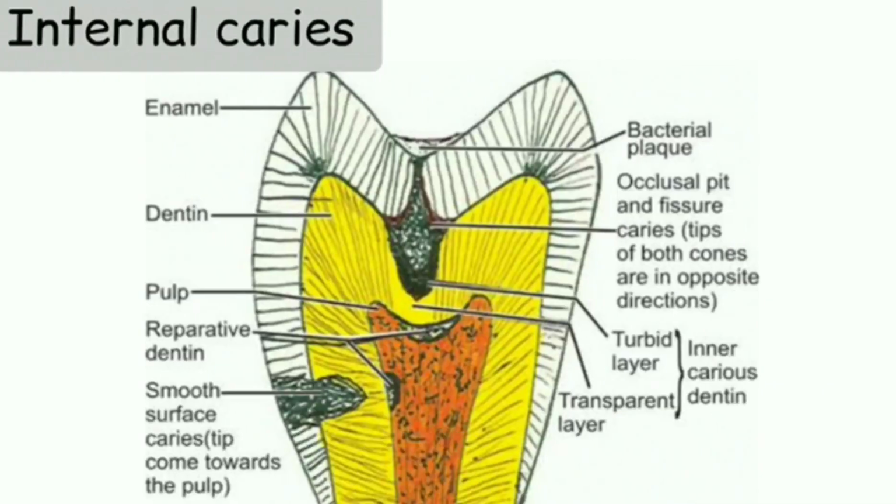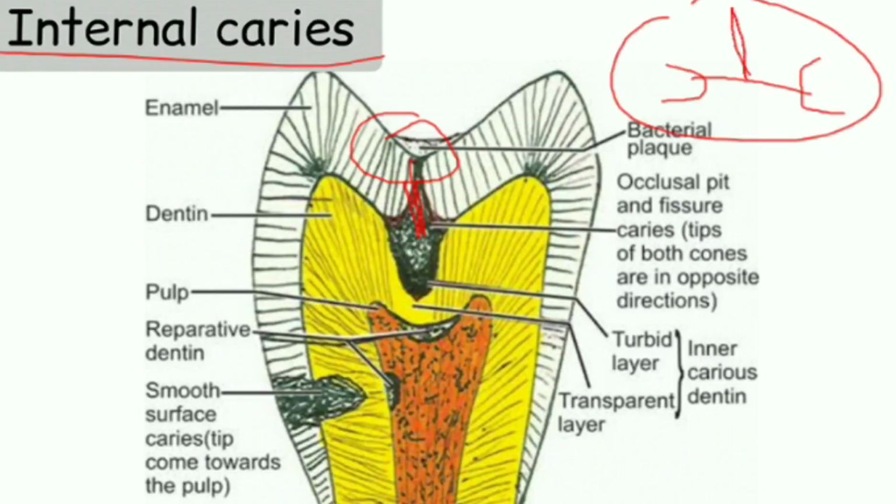Next, why do we call pit and fissure caries an internal caries? You can see our caries progression. The carious lesion is very small on the surface. If someone views from the occlusal surface, they will see only a very small black line in the pit and fissure. But internally, you can see this whole black area is involved. Enamel is involved, and even dentine is involved in this lesion. So internal caries has progressed much faster, but from the occlusal surface we are not able to see it. This is why we call it internal caries.